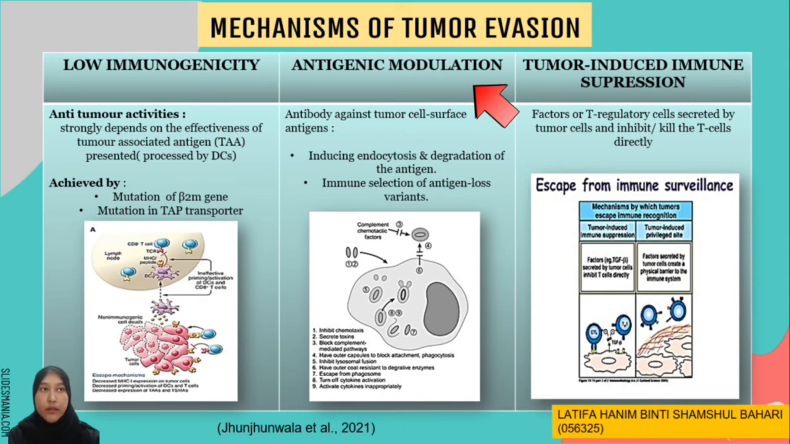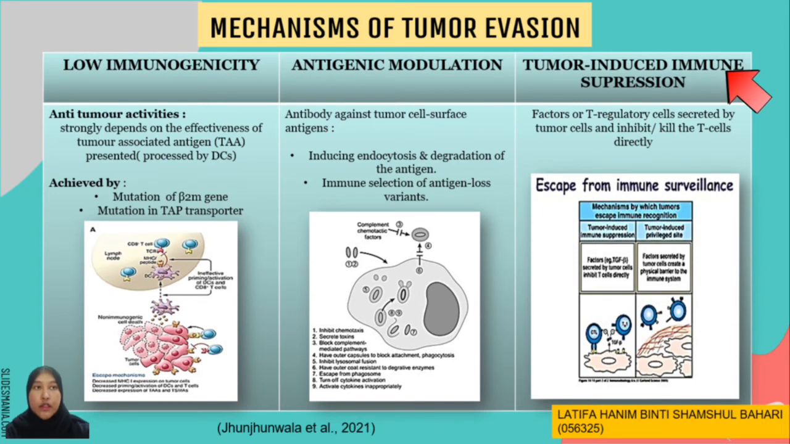Next, for antigenic modulation, it is the ability of an antibody to cross-link two antigen molecules, which triggers cellular signals. It accelerates endocytosis and degradation of those molecules. Endocytosis causes cells to absorb external material by engulfing it with the cell membrane, and causes degradation.